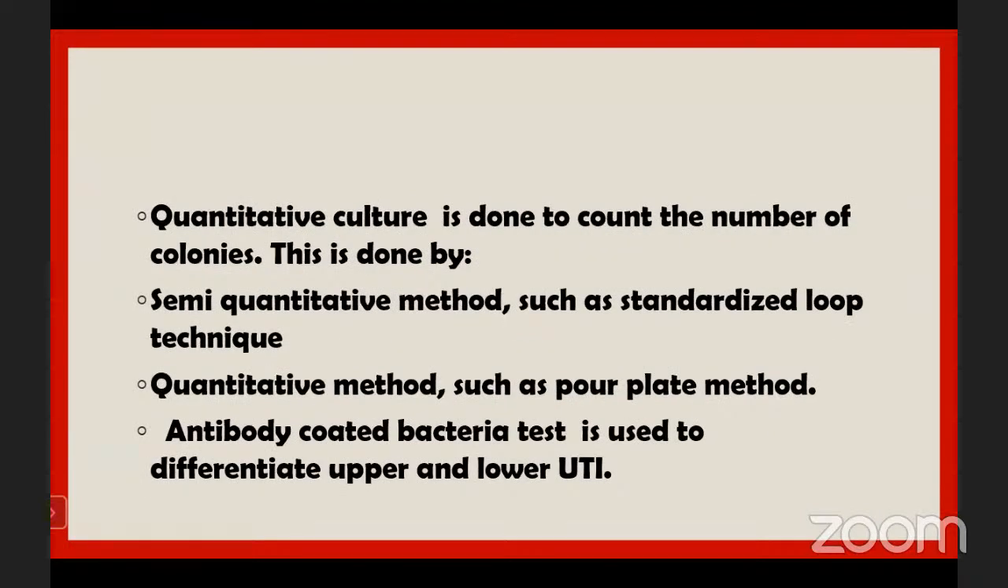Next one is the quantitative culture. It is done to count the number of colonies. This quantitative culture is done by semi-quantitative methods such as the standardized loop technique and quantitative methods such as the pour plate method. Antibody-coated bacteria test is used to differentiate upper and lower urinary tract infection.